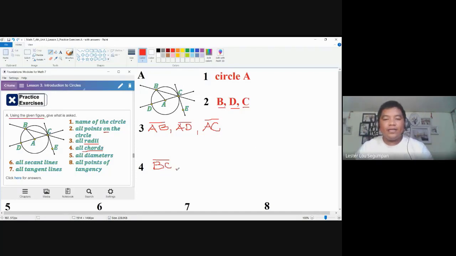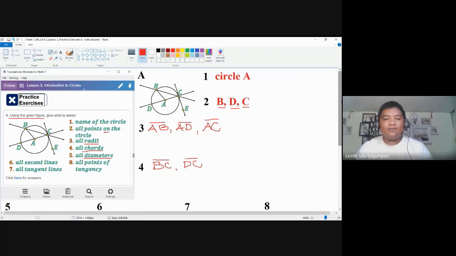And finally, we have here DC, or chord CD. It's still a chord, but it's a special chord as it passes through the center. So these are the answers for number four. Now, let's go back to chord DC. It passes through the center. Any chord that passes through the center is considered to be our largest or longest chord. And that longest chord is what we know as a diameter.